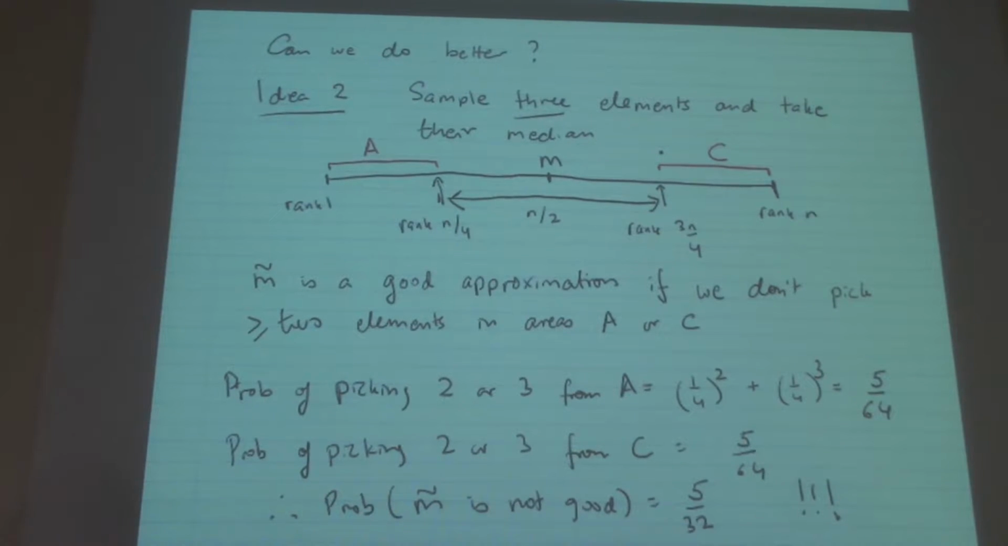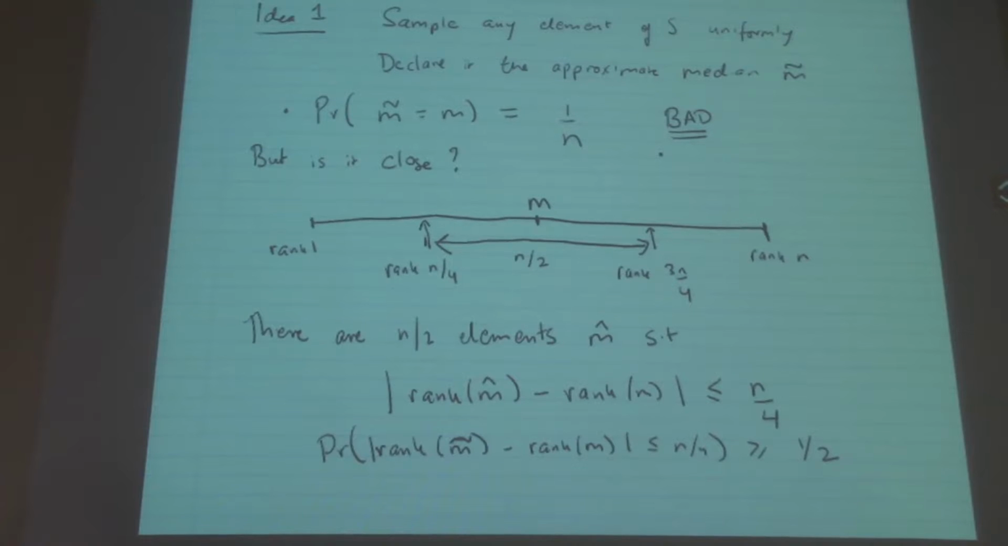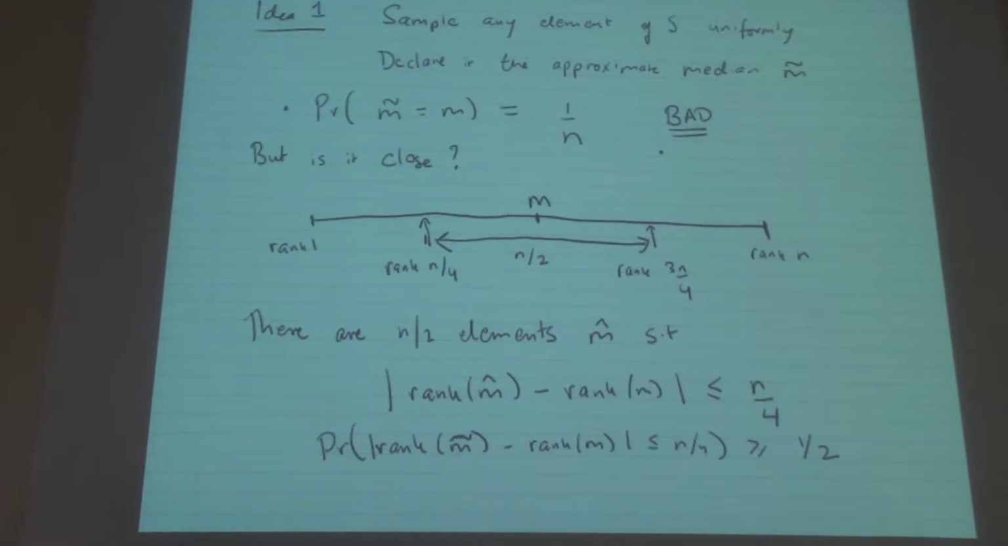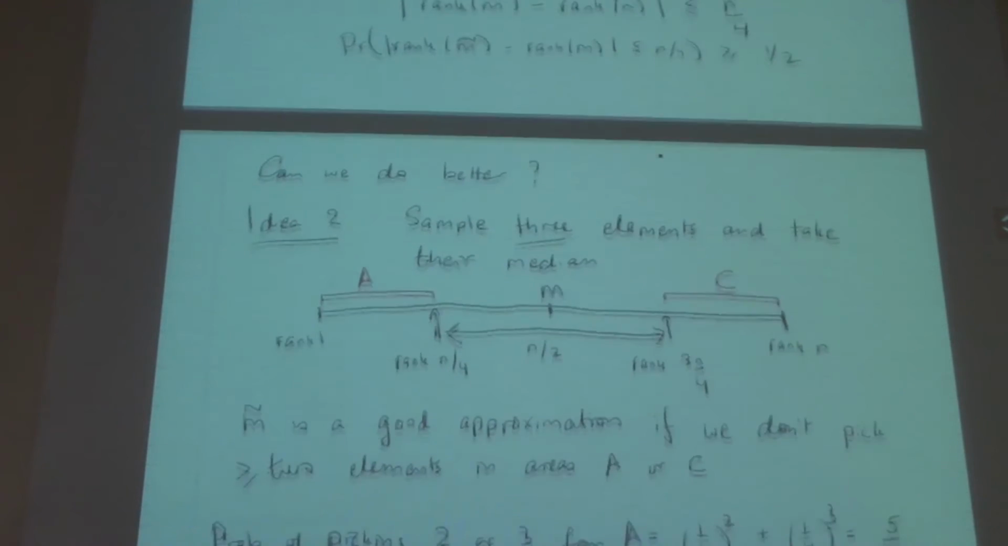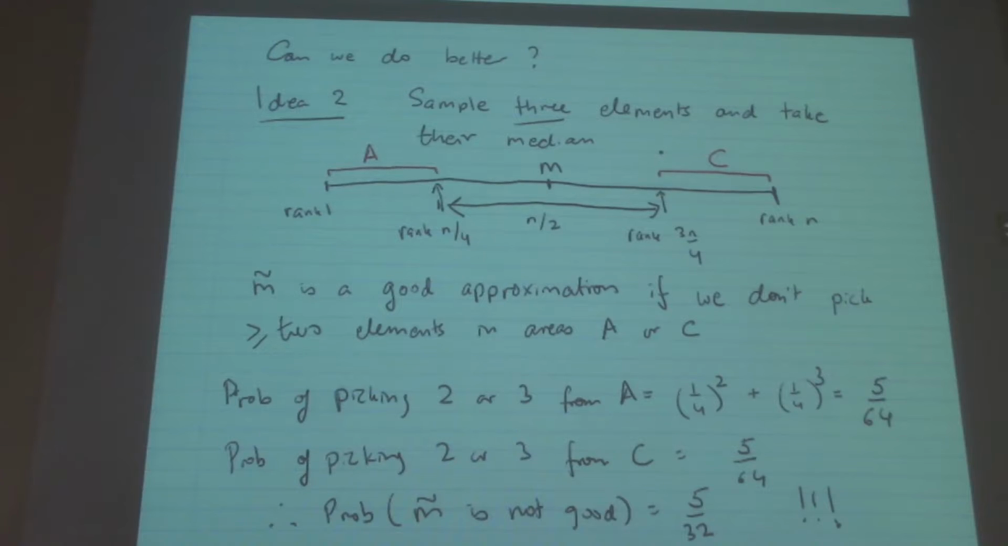So we don't want to rest on our laurels. We don't want to be happy with this somewhat not-that-great bound that none of you seem very enthusiastic about, even though I am. So we want to do better, because I have a demanding audience here. So we'll take 3 elements and take their median. Okay?